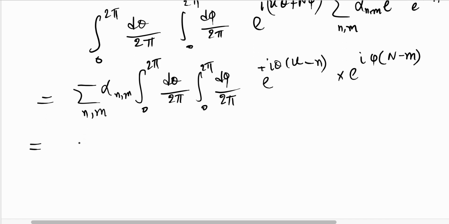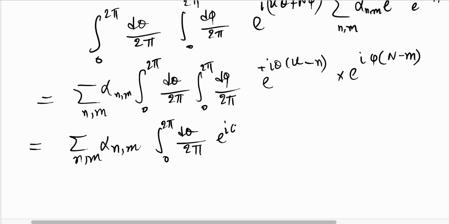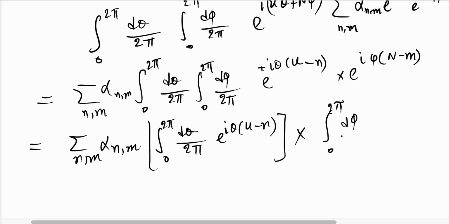So now, d theta by 2 pi, e to the power i theta u minus n, since this is only a function of theta and the other is only a function of phi, we can take these two separately. So that means the integral from 0 to 2 pi of d phi by 2 pi, e to the power i phi n minus m, right?